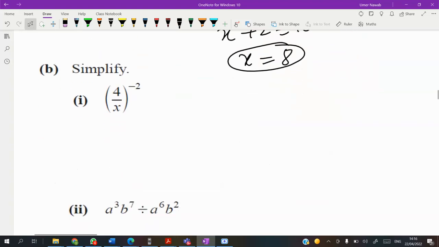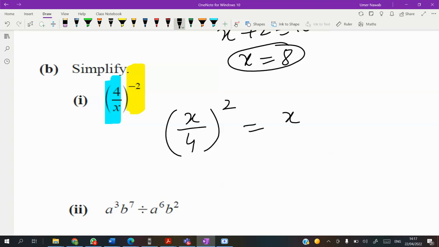We found it. Now, did you see that we have a negative power? We don't like negative power. We flip our fraction, which is the base for me. So I will write x over 4 raised to plus 2. Okay, now share the power: x squared over 4 squared. So x squared and 4 squared is 16.